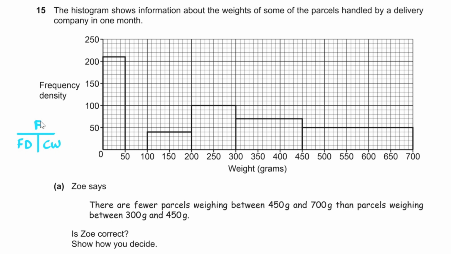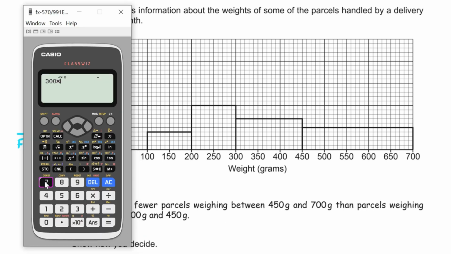frequency density multiplied by class width gives us the frequency. So if we consider between 300 and 450, well, we have here a frequency density of 70 and a class width of 150, because we're going from 300 to 450. So here we get a value of 10500. And here we're going from 450 to 700, so that's 250. And then we times this by 50. So therefore we've got here 12500.